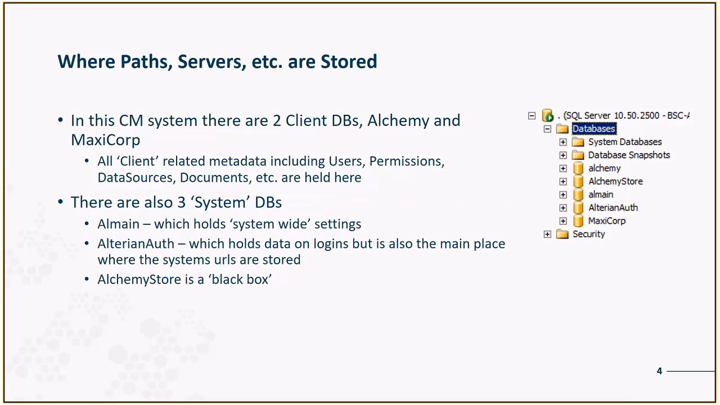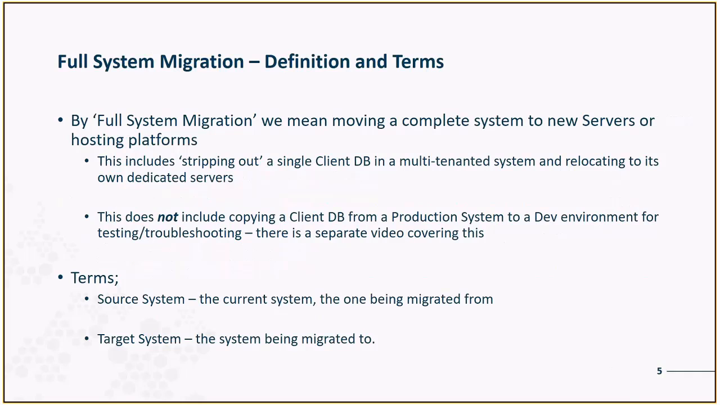All client-related metadata, including users, permissions, data sources, documents, etc., are held in these client DBs. There are also three system DBs: AL-main, which holds system-wide settings; Alterian Auth, which holds data on logins but is also the main repository for system URLs; and Alchemy Store, which is a black box, and we don't really need to know what's in it. However, what we do need to do is ensure that the relationships between these databases maintain their integrity during the migration.